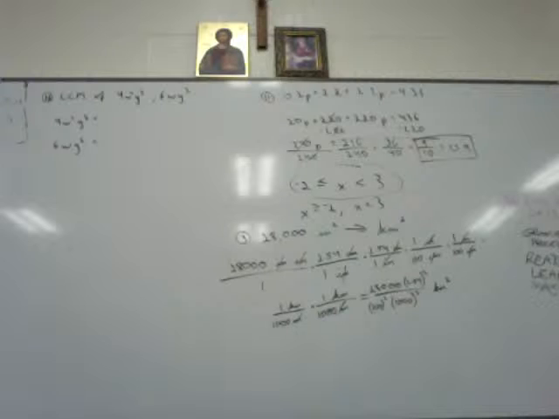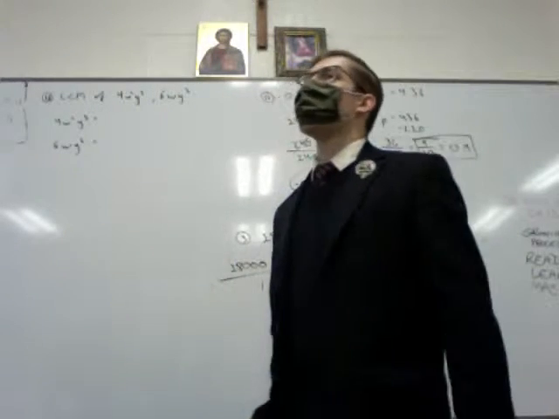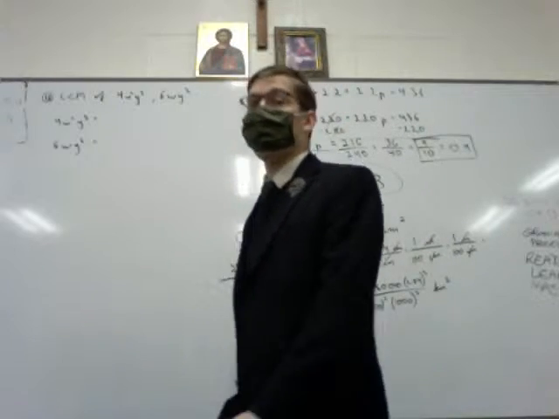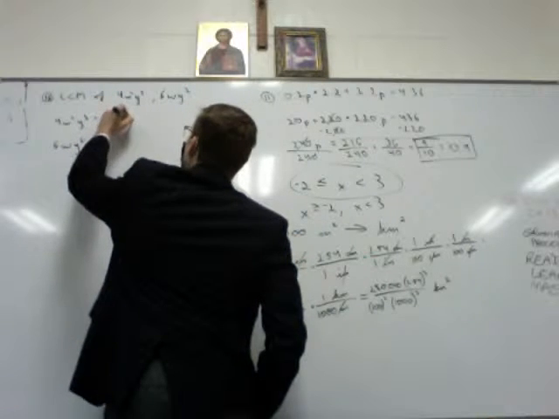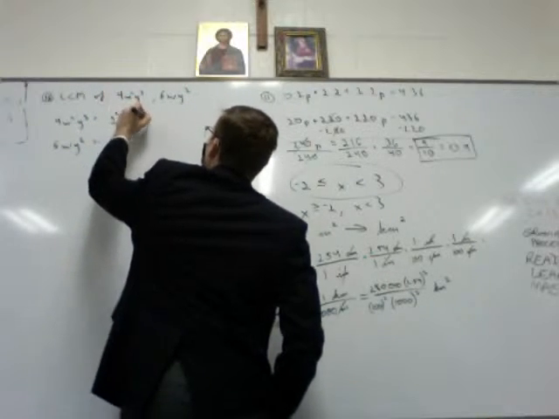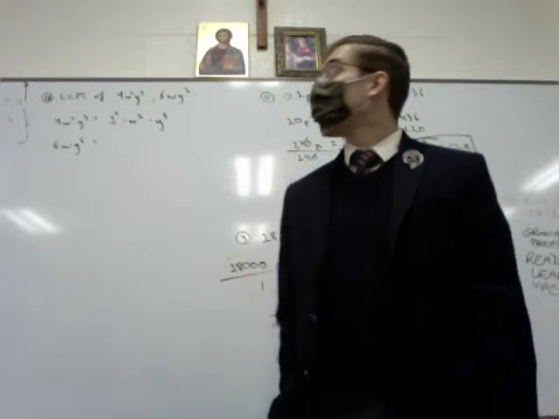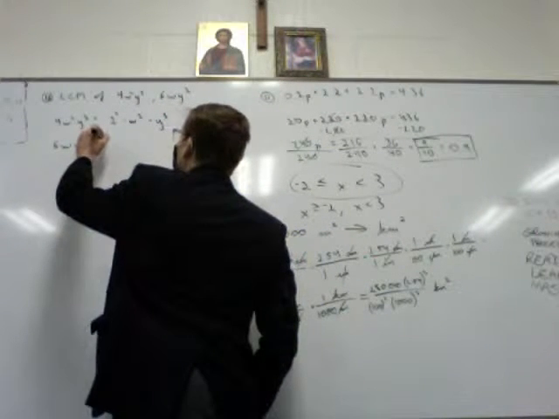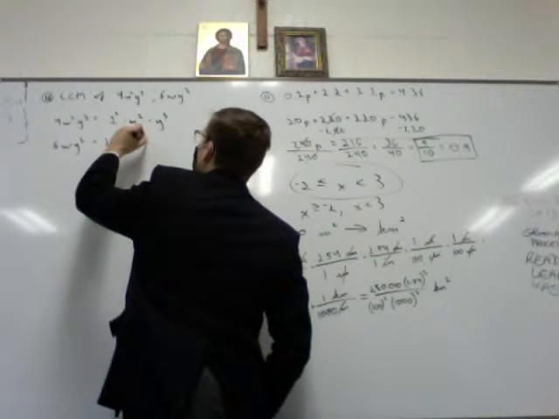Remember, this is from 44, but it's based on lesson 43. This is on the test. We break them down to prime factors. How can we write 4w squared y cubed as a product of prime factors? 4 is not prime, so 2 squared times w squared times y cubed. And what about 6wy squared? 2 times 3 times w times y squared.